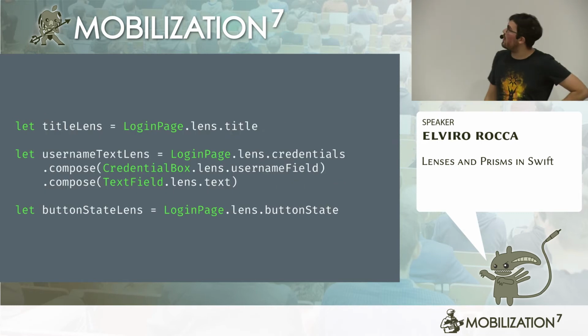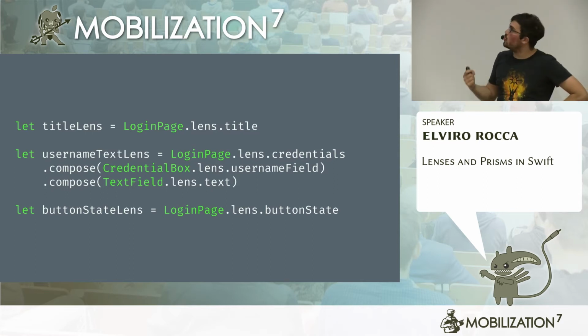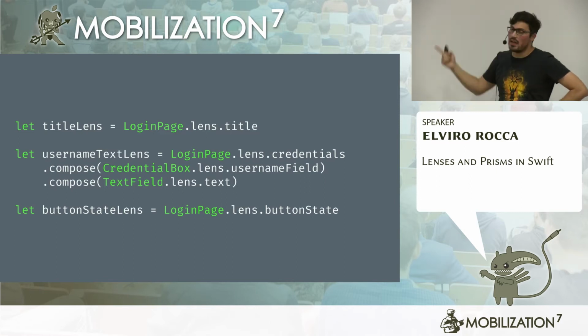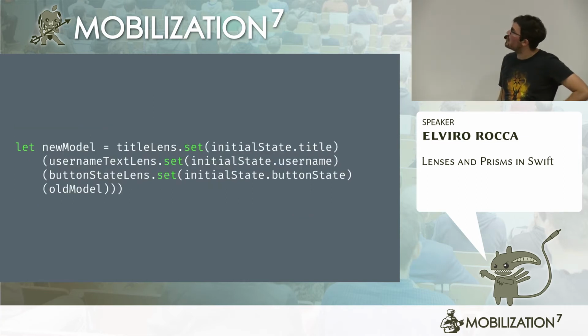So let's grab some lenses. I can take the title lens. The username text lens I get by composing the three single lenses, and the button state lens. Now, to manipulate my initial model, what I could do in theory is to apply the set function of these three lenses, one after the other. But I end up with something that is really ugly. It is not really good.